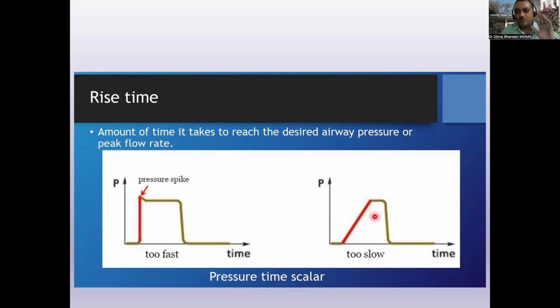So you need to optimize this. Most of the machines will do it on an auto mode. Most of the machines will have a preset value, and generally in most of the cases it will work very well. But we need to be aware about the graph, like whether it is too fast or too slow.